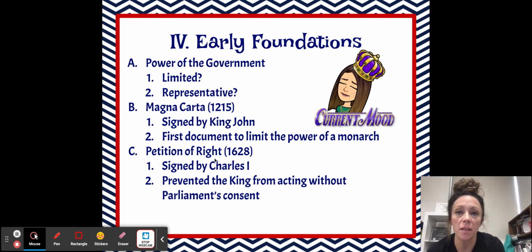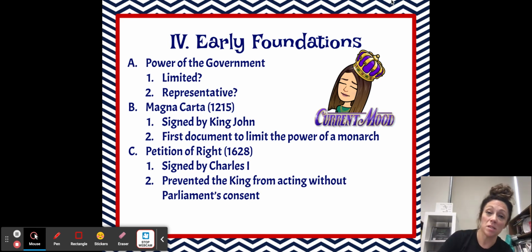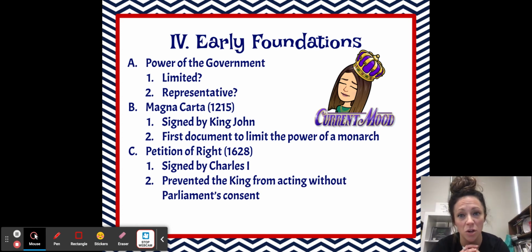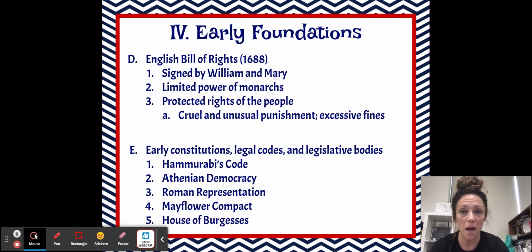All right, Petition of Right. This is another document. This was signed in 1628. It was signed by a guy named Charles I, okay? Charles is known for having a really tumultuous relationship with Parliament. They didn't get along really well. There was some discussion on who has more power. Is it me or is it you? Who has the right to do this? Is it me or is it you? So that discussion often ended in King Charles just really doing whatever he wanted. So when he signed the Petition of Right, it was a document stating that he couldn't act without Parliament's consent, specifically dealing with taxes and sending troops into battle.